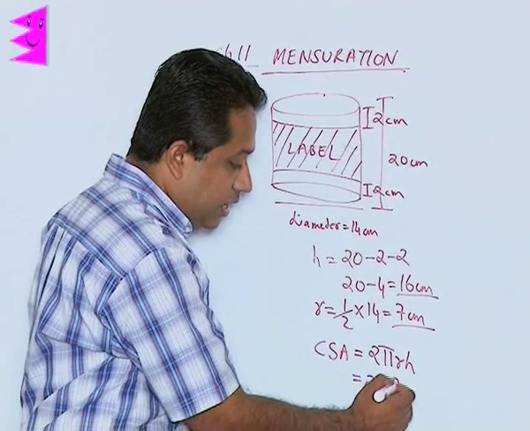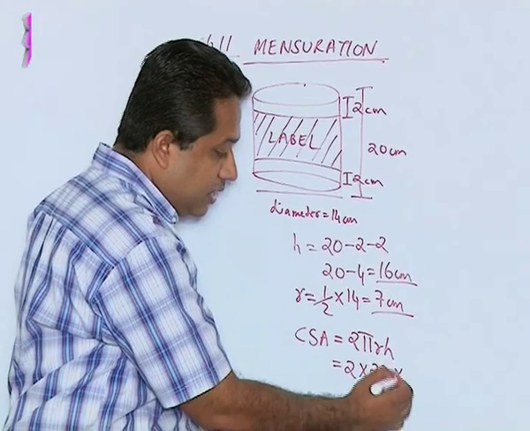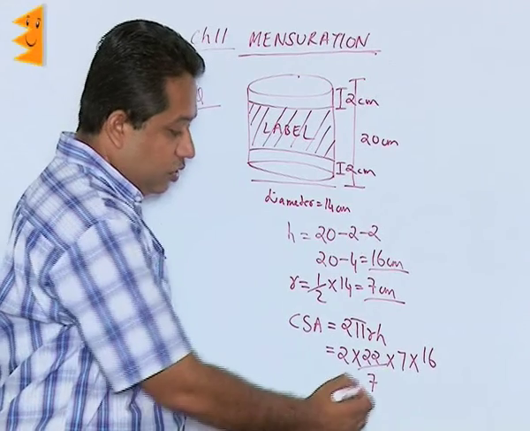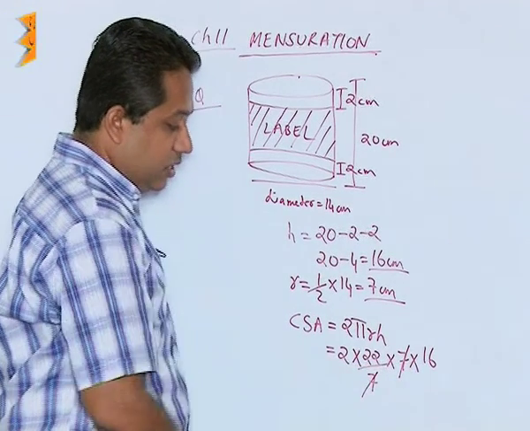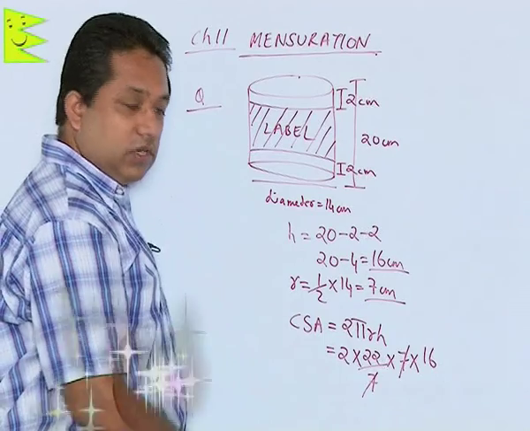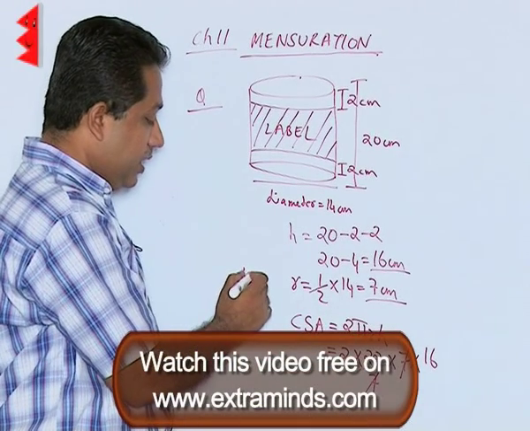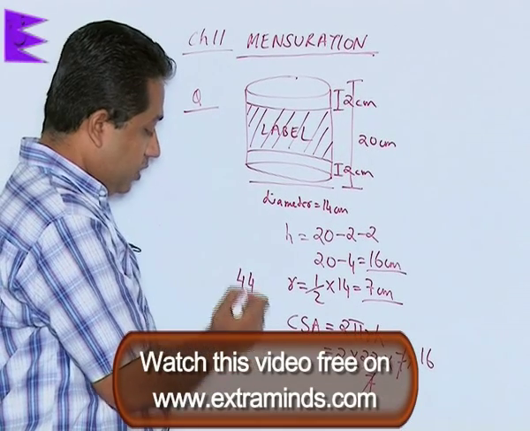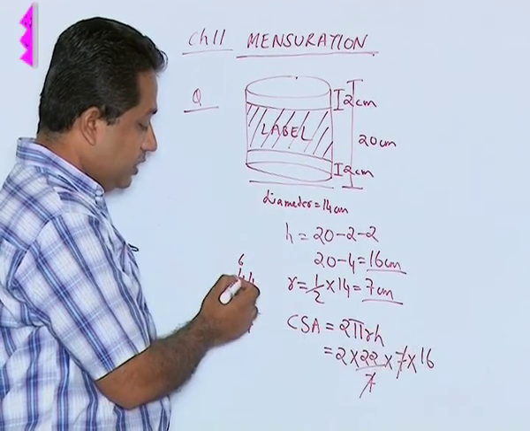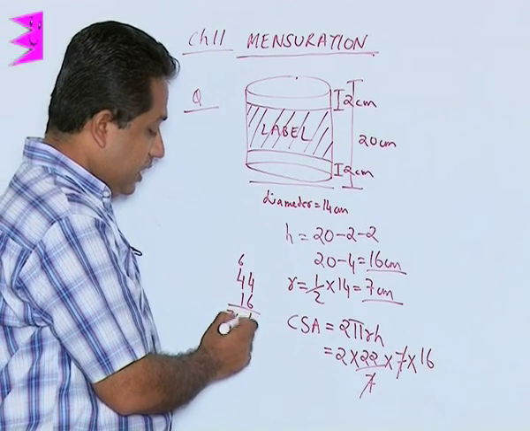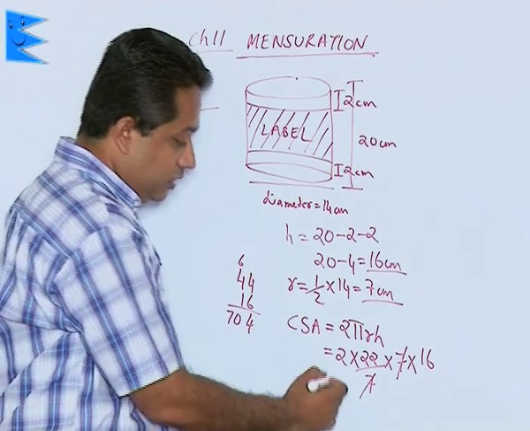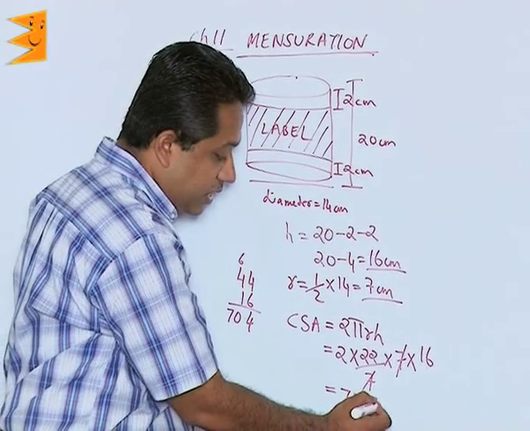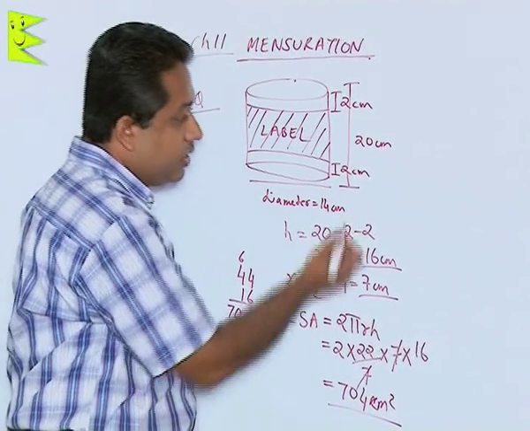So, that will be 2 multiplied by 22 by 7, radius we have found out as 7 and the height is 16. So, here we find that 7 gets cancelled. So, 2 into 22 is 44, 44 has to be multiplied by 16. So, 16 fours are 64, 4 and 6 carried, 16 fours are 64 plus 6, 70. So, we get 704. So, the area we can say of this label will be 704 centimeter square.